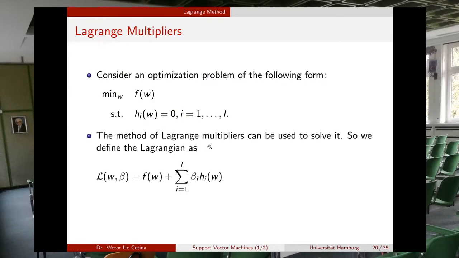The method of Lagrange multipliers can be used to solve this kind of problem. And the first step is to define a function that is called the Lagrangian. The Lagrangian is a function that puts together the objective function and the constraint functions. And you add to each of the constraint functions one multiplier, one factor, which in this case we are calling beta. So our Lagrangian will contain our objective function plus the sum of all our constraints, each one multiplied by a multiplier beta.